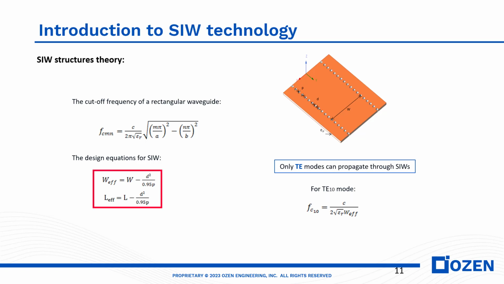The design equations shown here are used to determine the equivalent width and length of an SIW. Although there are many articles on designing SIWs, simulations are extremely important to validate theory and optimize circuits before moving on to manufacturing.